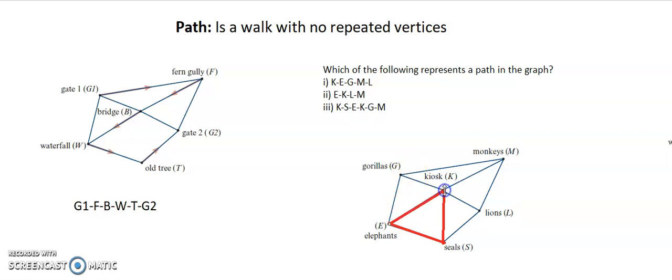Straight away, it's got a repeated vertex right here. So even if I continue, I know it's not a path. So this is where there are two answers. We've got KEGML is one path, and the other path is EKLM. Now, we could tell without looking at this purely because there's two K's in our third walk, which means it is going through the same vertex.